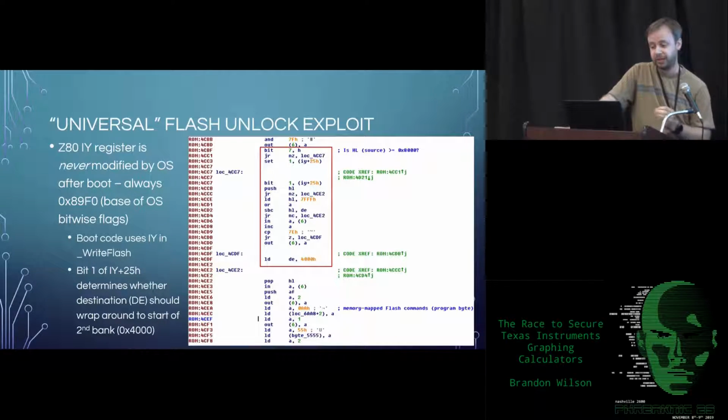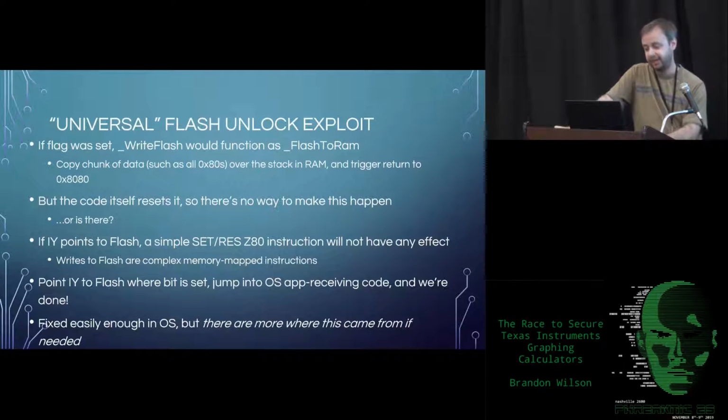That's actually a good thing, because we can use this to overwrite the data near SP, the stack pointer, to all the same values, such as 8080, like in that screenshot before. So when this routine hits a return instruction, it'll jump to 8080 instead, where we can take control, clean up the stack, and return with flash still unlocked. So how do we ensure bit 1 of IY plus 25 is set, even when this routine will start out by resetting it?